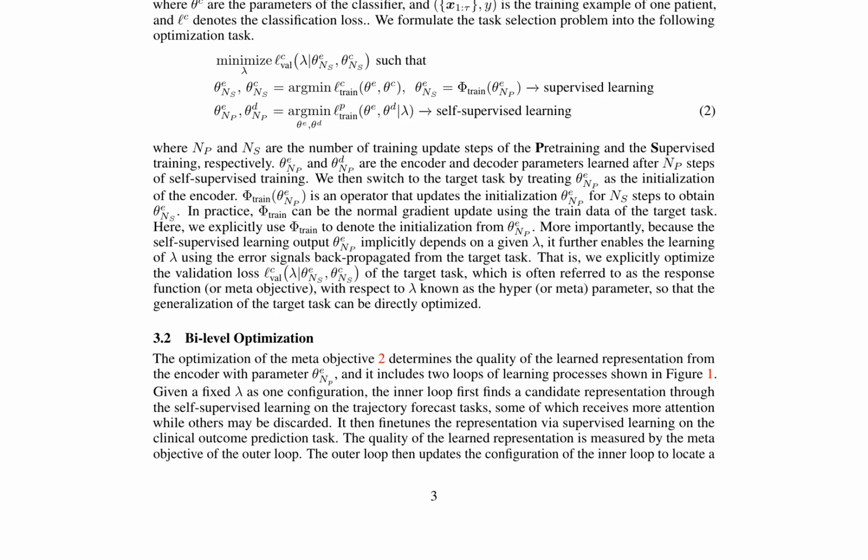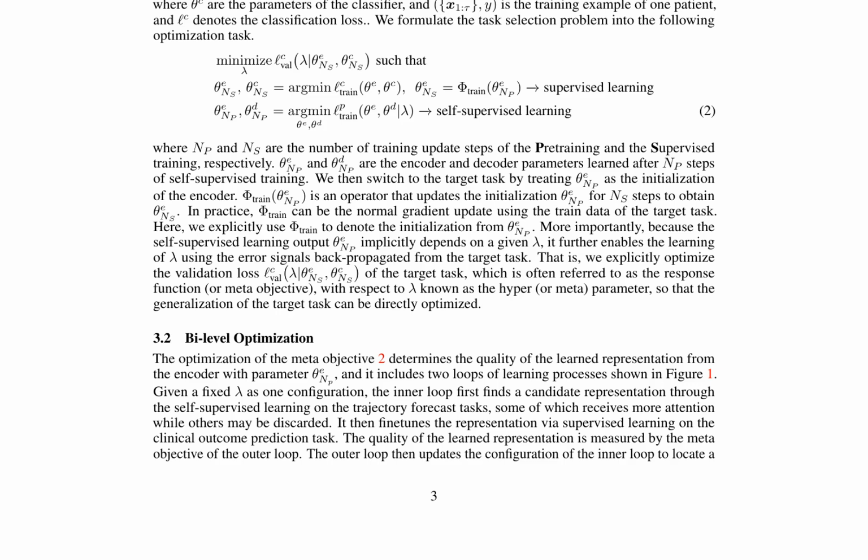The bilevel optimization process determines the quality of the learned representation from the encoder and includes two loops of learning processes. The inner loop first finds a candidate representation through self-supervised learning on the trajectory forecast tasks and then fine-tunes the representation via supervised learning on the clinical outcome prediction task. The quality of the learned representation is measured by the meta-objective of the outer loop, which updates the configuration of the inner loop to locate a better representation.